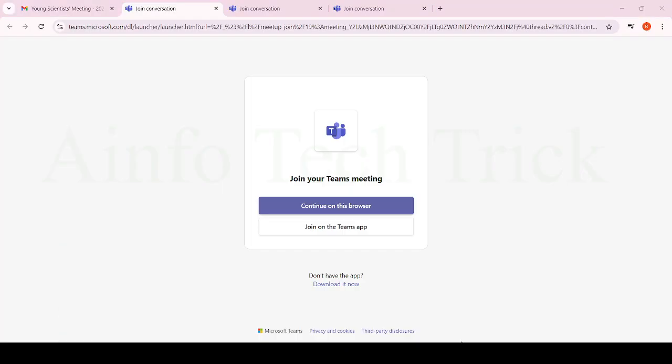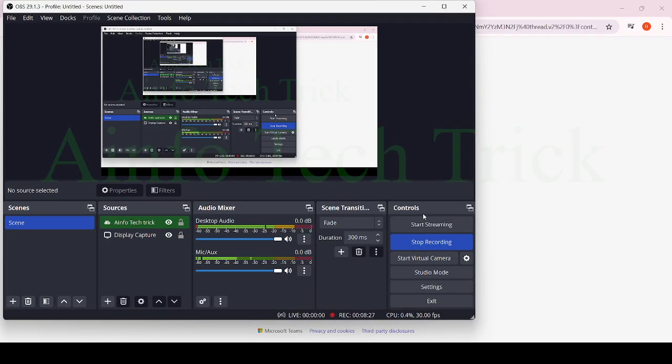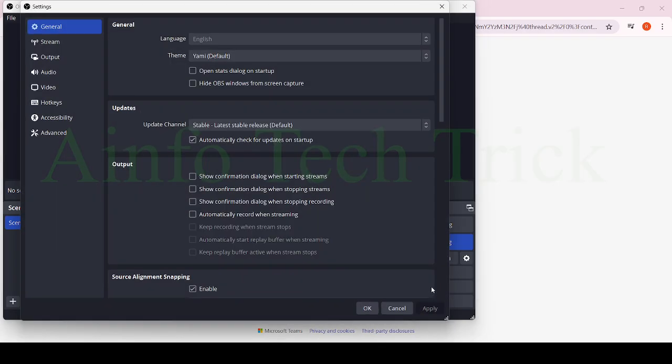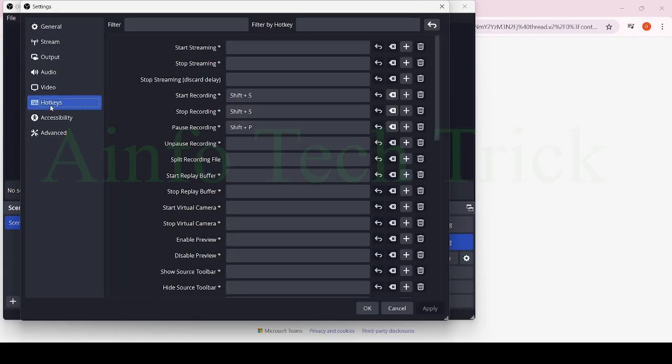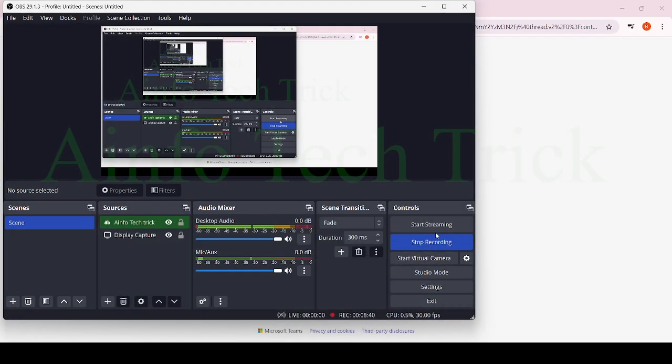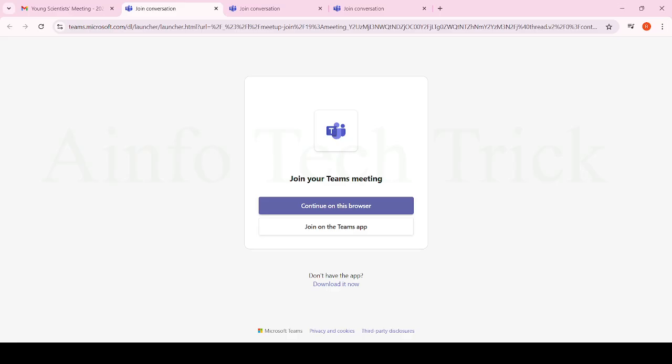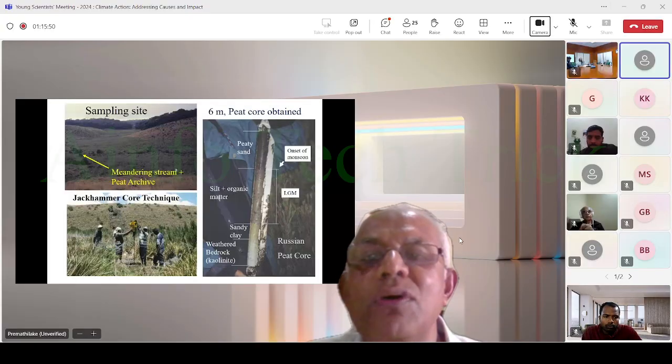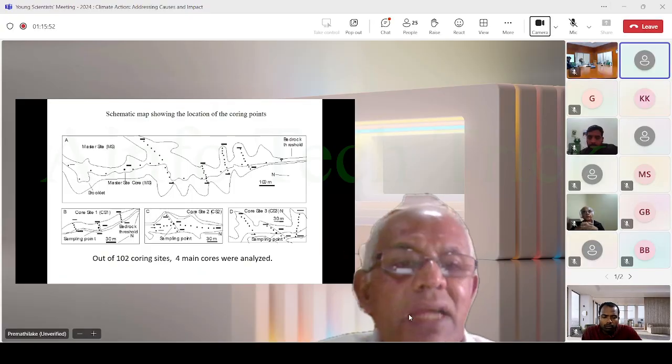Now the third important point is how we obtained the core there. We used two different techniques. One is the jackhammer machine to obtain the long core. The other is the Russian peat core, the usual one. We applied these two techniques in this area to obtain a better core. So we obtained a number of cores there. We did a lot of coring experiments; it is an extensive coring project.